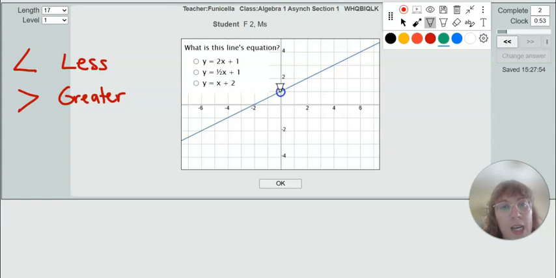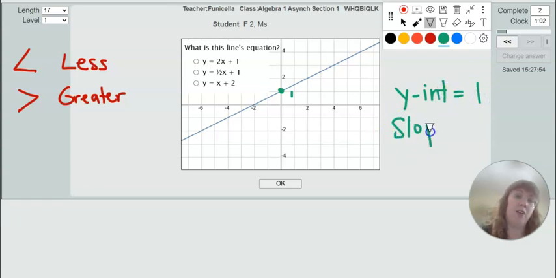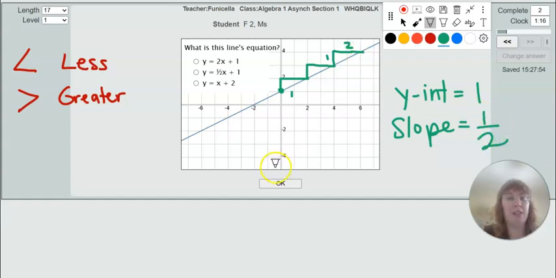Okay, so our y-intercept, it's crossing that y-axis at 1. So our y-intercept is 1. And our slope, to go from one point to the next, we're going up 1 over 2. Up 1 over 2, up 1 over 2. So that is a slope of 1/2. So this line is y equals 1/2 x plus 1. When you feel good on that one, go ahead and hit OK, and we'll look at the next problem.